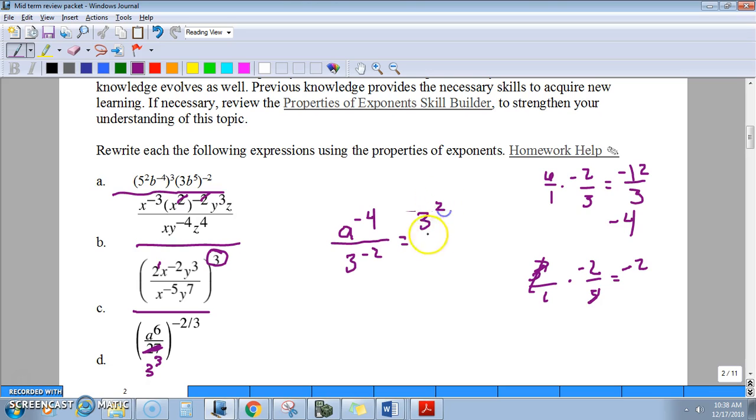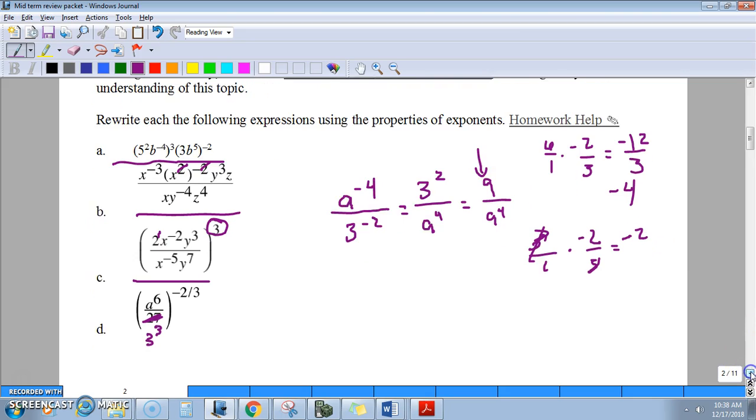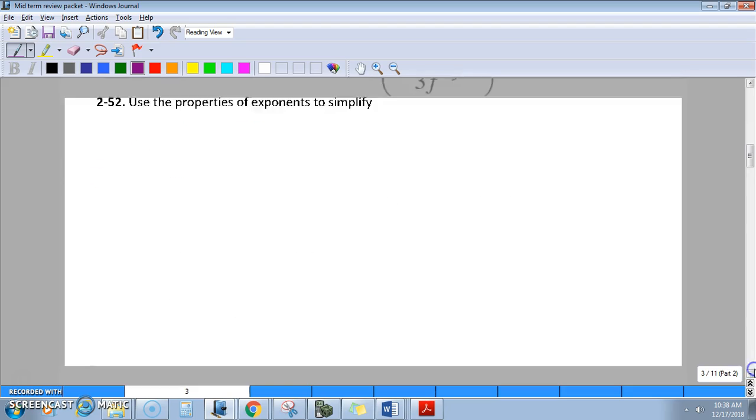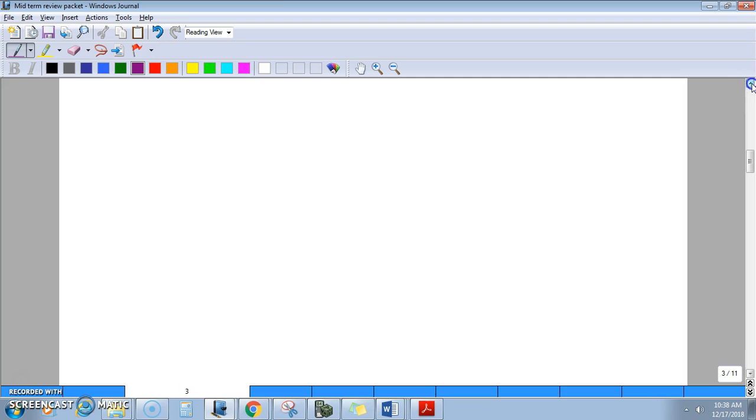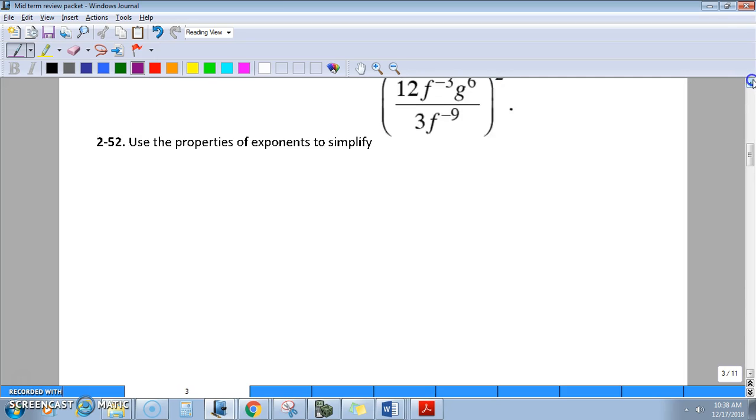So I have 3 squared on the numerator, and I have a to the 4th on the denominator, which is just 9 over a to the 4th, I think is the most simplified we can get for that one. All right, what's next? More properties of exponents. You guys better get these all right on the test. We are practicing, practicing, practicing.